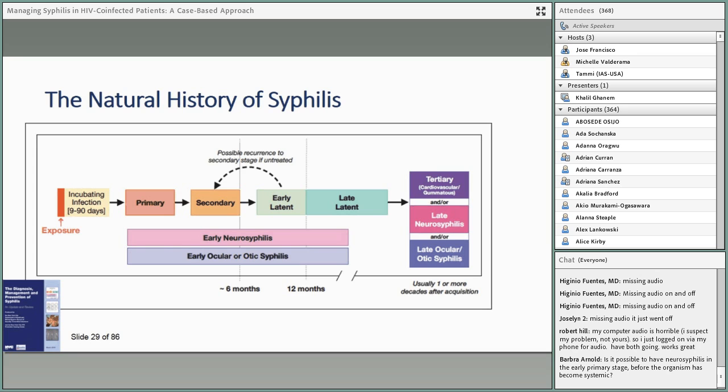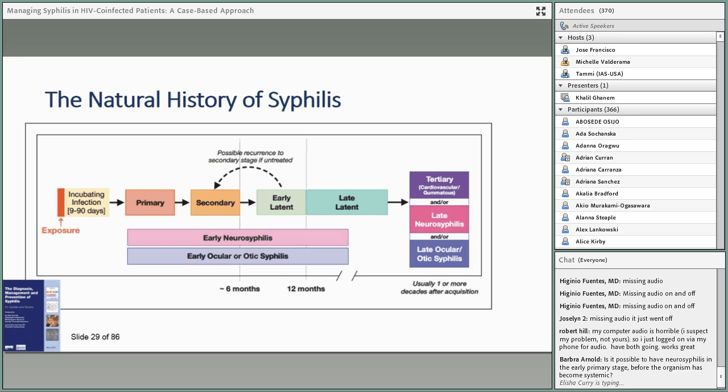And then the tertiary manifestations of syphilis, in other words, the late manifestations of syphilis, occur years to decades after the initial exposure, and those can be cardiovascular in nature, or they can be late neurosyphilis, and we'll talk a little bit more about that in just a bit. And you can also see late ocular and otic syphilis. So the tertiary manifestations tend to occur many years after primary exposure.